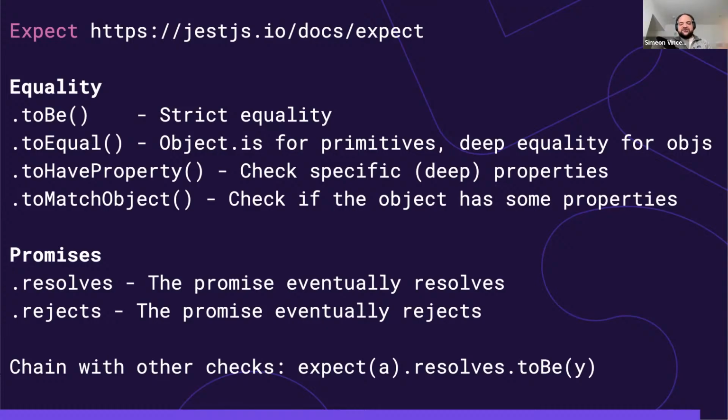Jest also provides utilities for working with promises. So you can chain expect A dot resolves dot toBe Y, and once the promise resolves, it will compare that using a strict equality check against the value of Y.